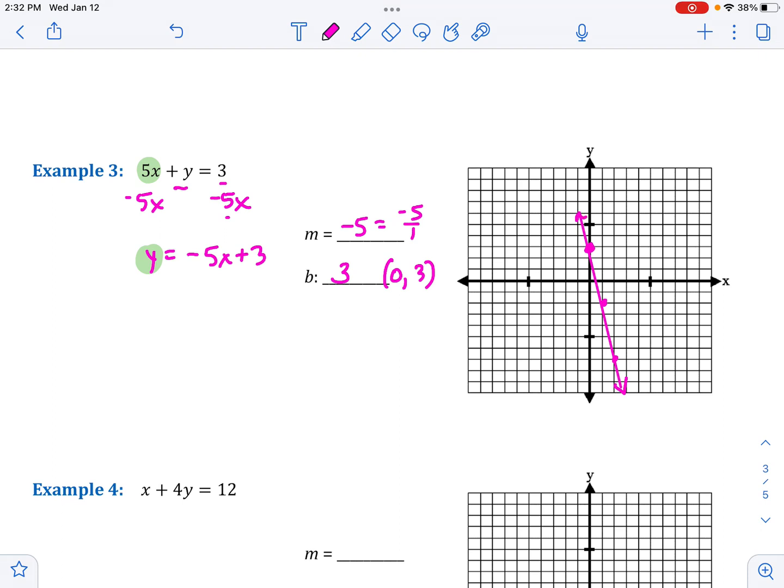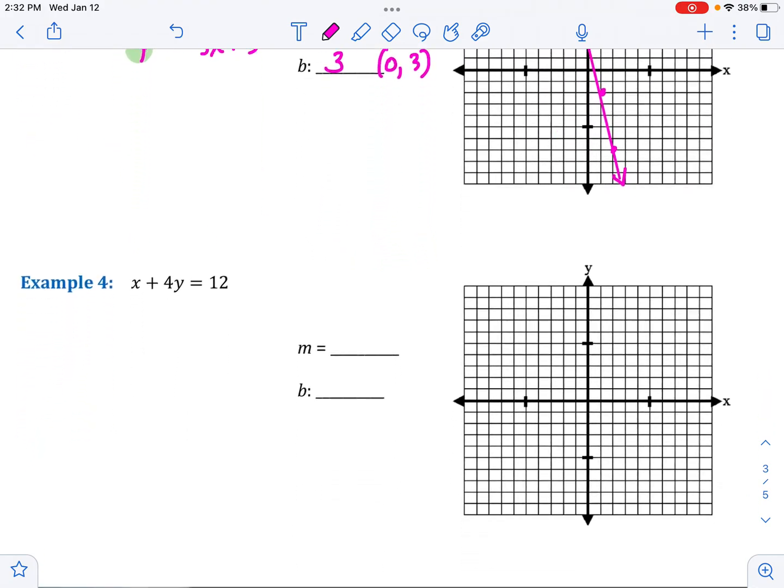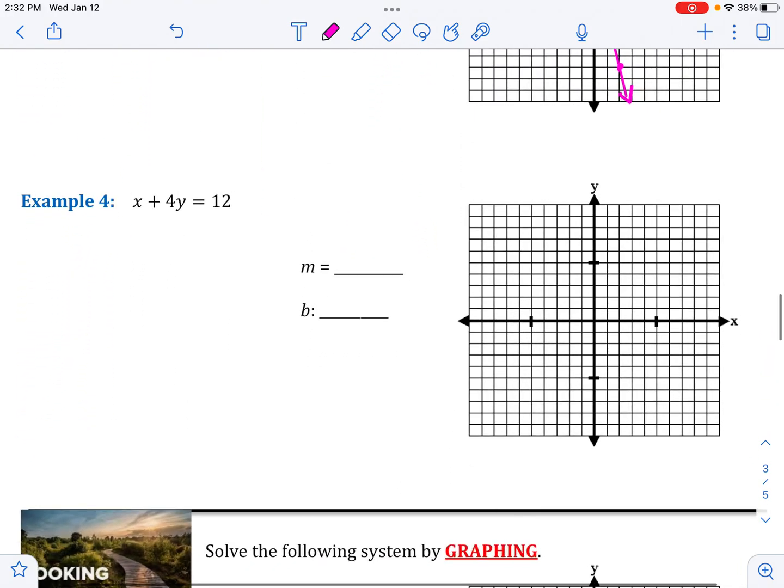All right? If you feel comfortable enough, pause the video and try example 4 on your own. If not, I'm going to do this with you, okay? And this will be our last one. From here, remember, add or subtract the x to both sides. So in this case, I am going to subtract x because there's an invisible 1 there, so I'm going to subtract a 1 to both sides. That cancels out the x's, leaving 4y equal to -x plus 12.